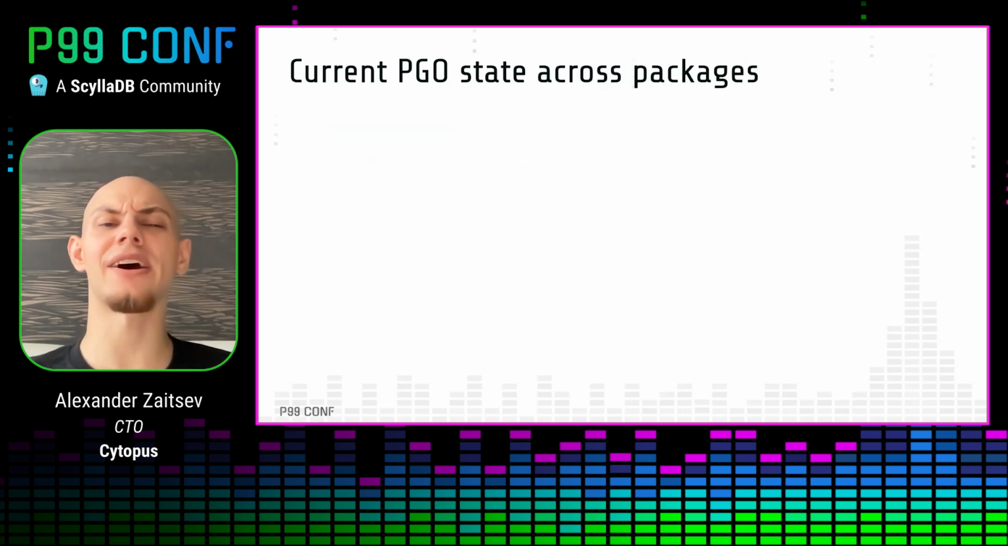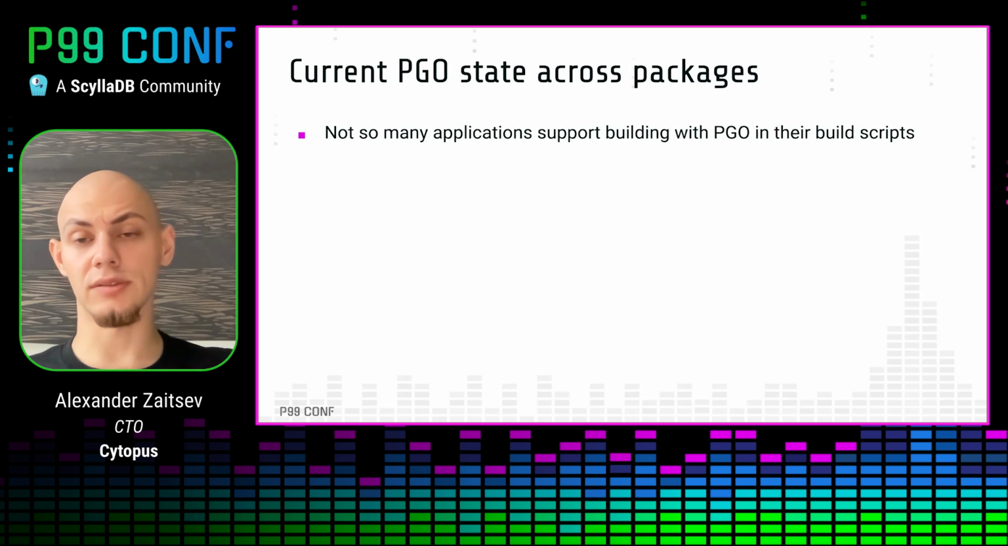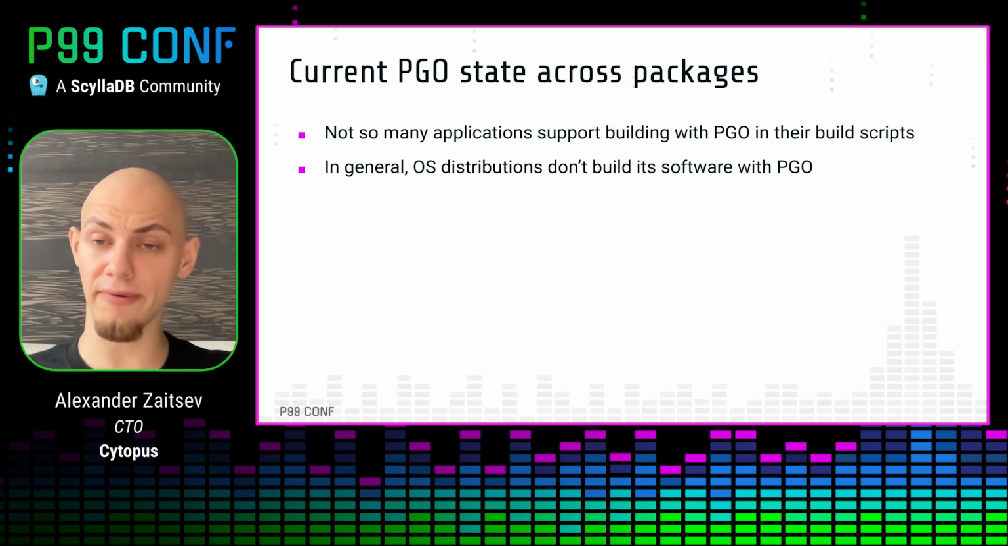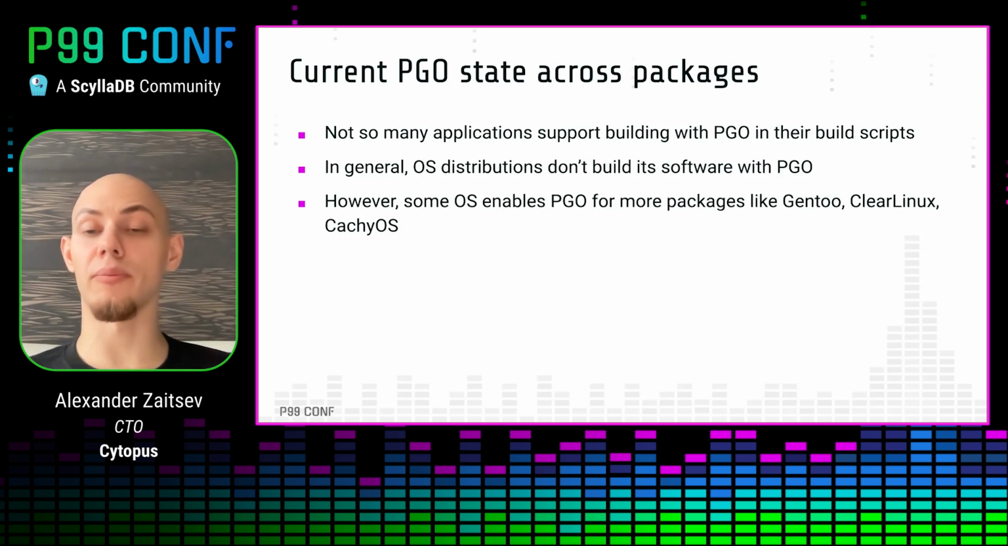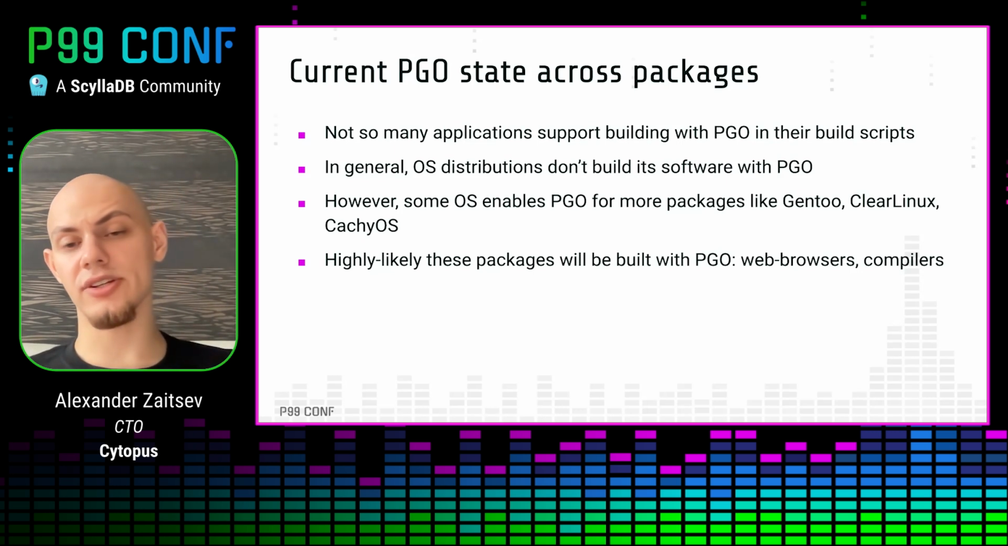What about current PGO state across packages and software? Not so many applications unfortunately support building with PGO in their build scripts, and consequently, in general, OS distributions don't build their software with PGO, because maintainers don't want to spend their time introducing PGO for various reasons, like reproducibility issues, for example. However, some operating systems enable PGO for more packages, like Gentoo, Clear Linux, or CachyOS. I especially recommend taking a look at CachyOS because they are super friendly developers and they're crazy about optimizations, about introducing PGO into their ecosystem, and not only PGO.